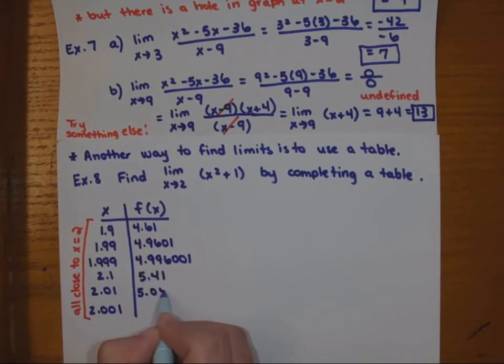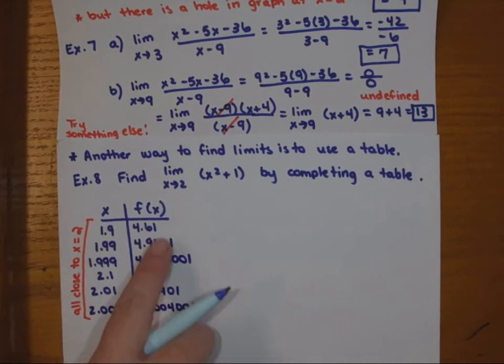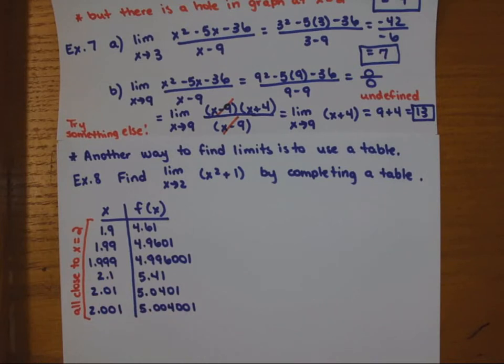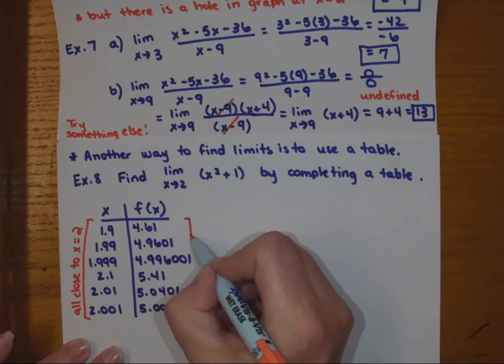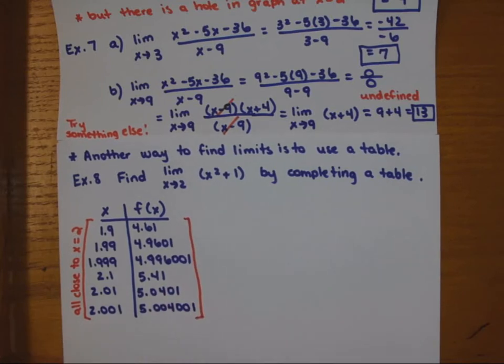Here I get 5.0401. And here I get 5.004001. So you can pause this video and just verify with a calculator that yes, if I plug these x values in, I get these y values. But what you need to be paying attention to, remember what I said at the very beginning of the class, what I'm looking for with a limit is what are the y values doing as x does something.